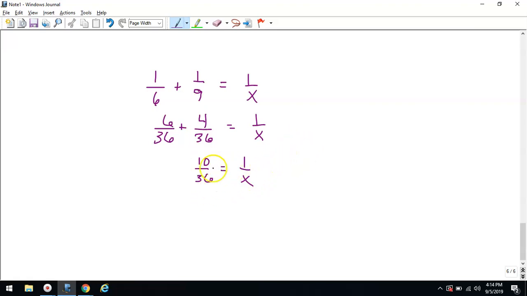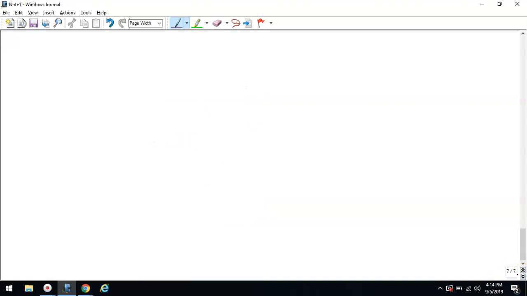If I cross multiply, 10 times x is 10x, which is equal to 36. Divide both sides by 10, and x should be equal to 3.6. I'm just trying to remember my multiplication by 9s. Yep, that's correct. Okay, what's next?